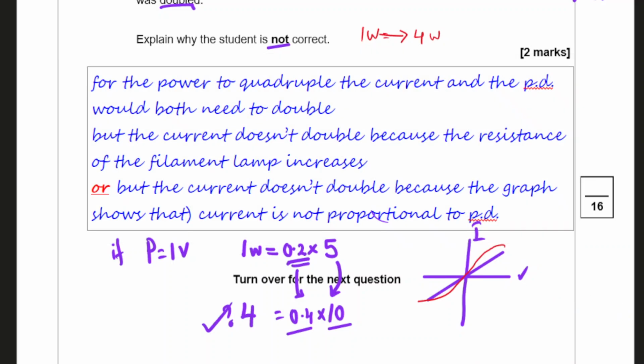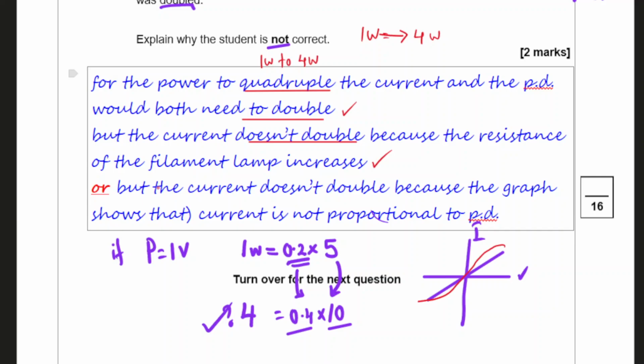For the power to quadruple, which is from 1 watt to 4 watts according to the question, the current and the potential difference would both need to double. But the current doesn't double because the resistance of the filament lamp increases. That would give you the 2 marks.